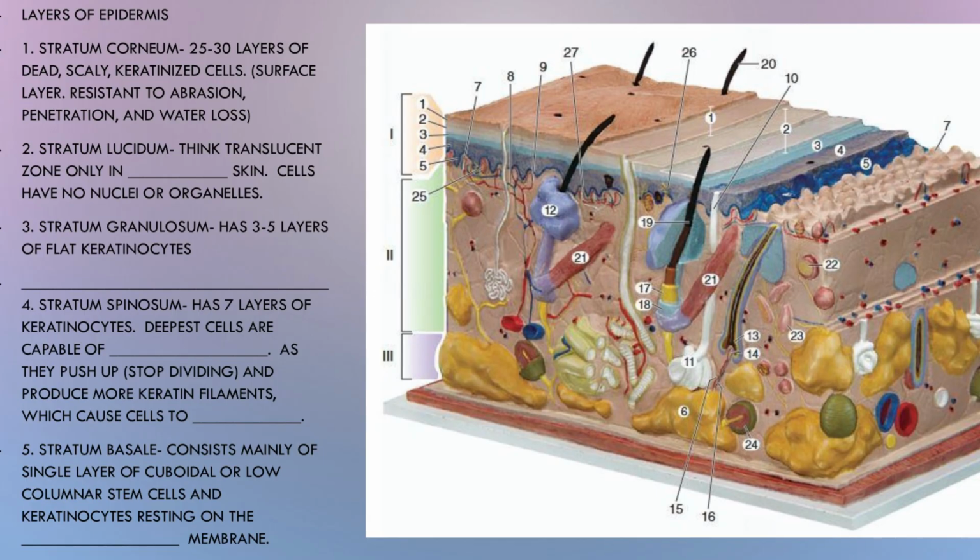Now, the cells here will be resting on that basement with a B membrane, basement membrane, it's bacilli. And so this is an important area because those stem cells are going to be continually producing new cells through mitosis. So let's quickly review the epidermis from top to bottom.